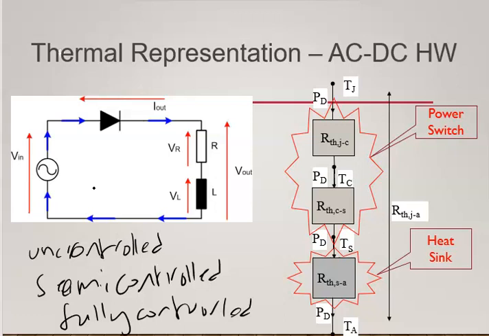So what is uncontrolled? This is uncontrolled. It means that when the current passes forward, when we have a forward bias, it will switch on or conduct. But during the reverse bias, it will be blocked. So this is uncontrolled. You cannot control it.